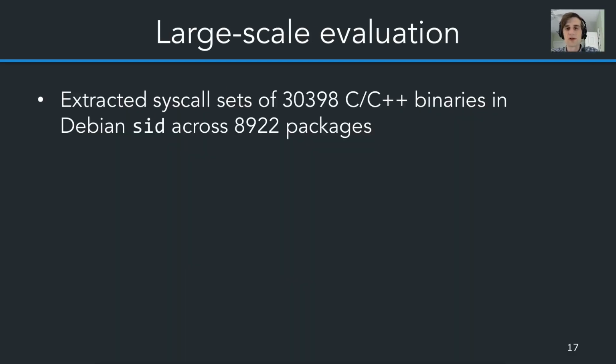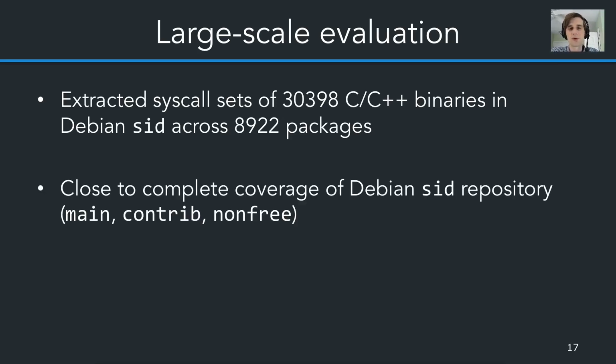We conclude our evaluation with a large-scale study of system call usage. We extracted the system call sets from over 30,000 C and C++ binaries in Debian and SID. To do this, we gathered a list of all packages across the distribution's 3 main repositories, main, contrib, and non-free, and we exhaustively downloaded, installed, and ran our extraction tool on each package and its dependent shared libraries to try and get as close to complete coverage of the whole repo as possible.